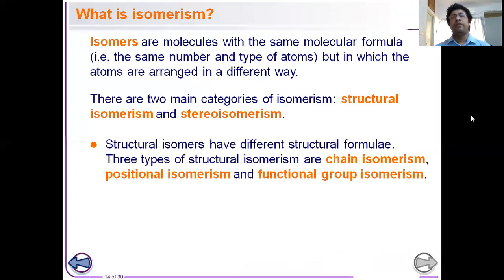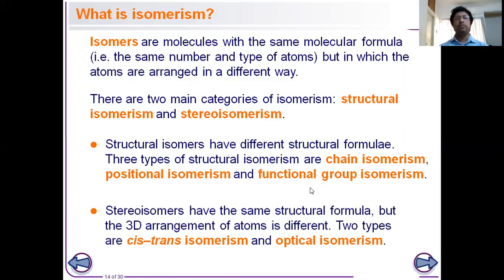So we are familiar with structural isomerism, which we have learned a bit in O level. But there is another kind of isomerism that is called stereoisomerism. Structural isomerism can be classified into three types: chain isomerism, positional isomerism, and functional group isomerism. And stereoisomerism is a different type of isomerism. It is related to the different arrangement of the atoms in space. I will explain it more in my later slides.